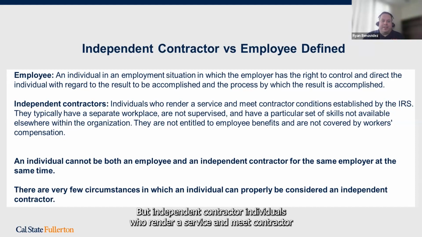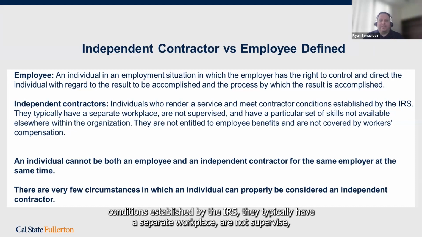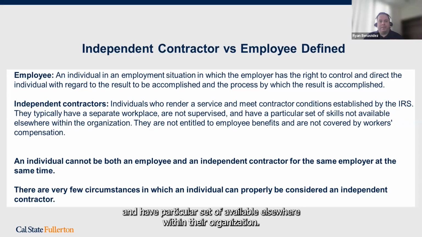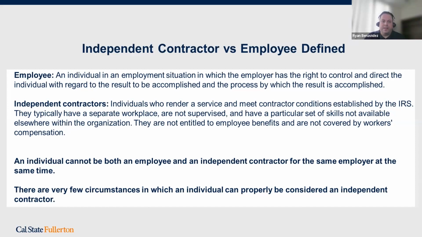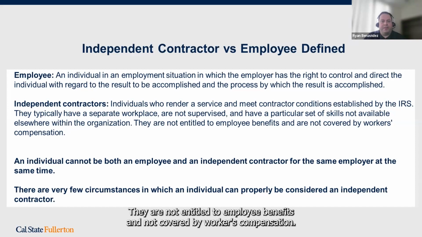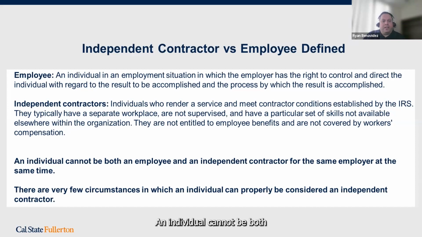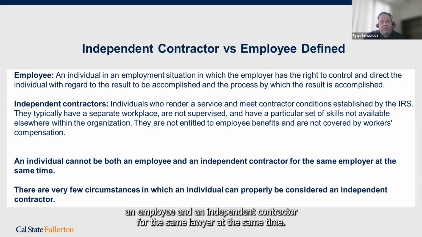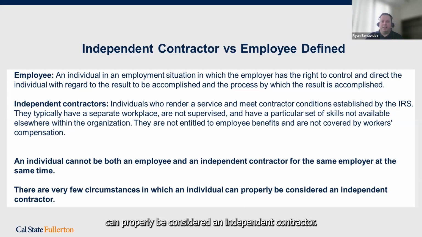But independent contractors are individuals who render a service and meet contractor conditions established by the IRS. They typically have a separate workplace, are not supervised, and have a particular set of skills not available elsewhere within our organization. They are not entitled to employee benefits and not covered by workers' compensation. An individual cannot be both an employee and an independent contractor for the same employer at the same time. There are very few circumstances in which the individual can properly be considered an independent contractor.